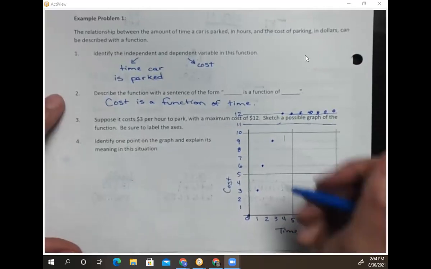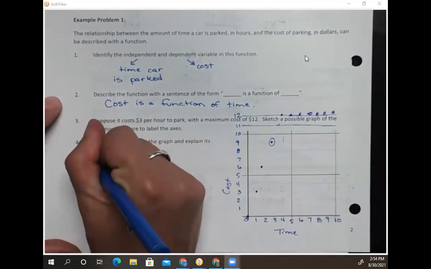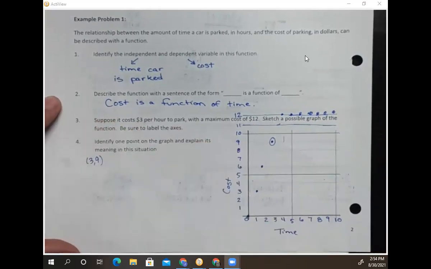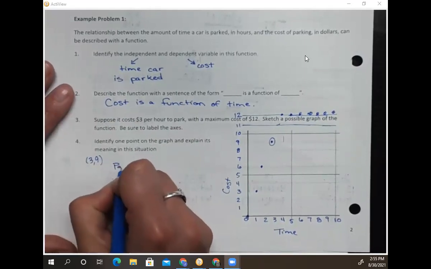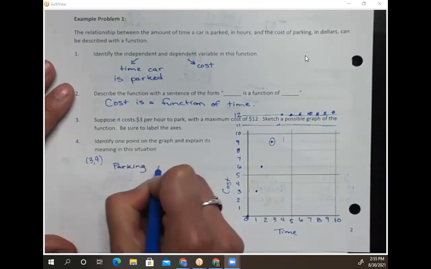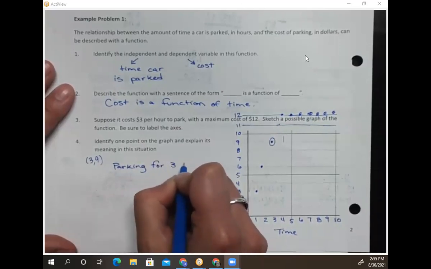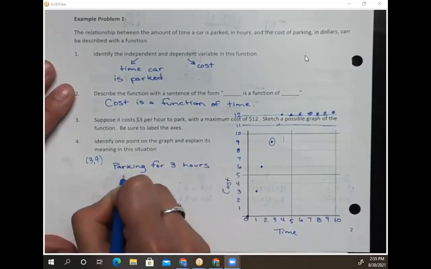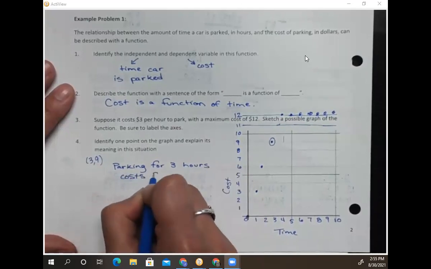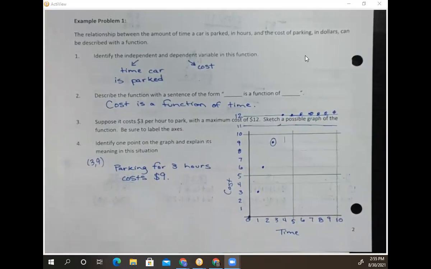So let's pick a point. Let's say 3,9. What does that tell me in the context of this problem? Yeah, parking for 3 hours costs $9. You give me a time and I can tell you how much it's going to cost. That's a function.